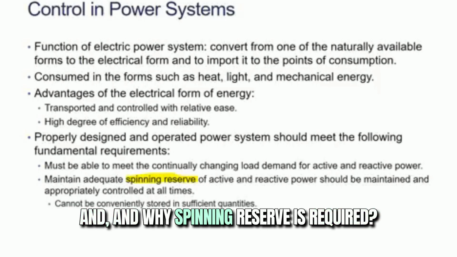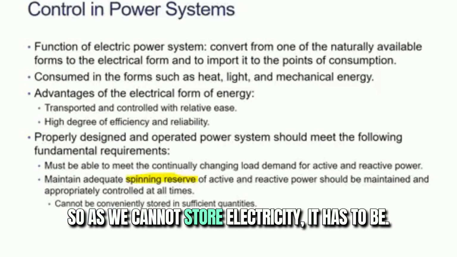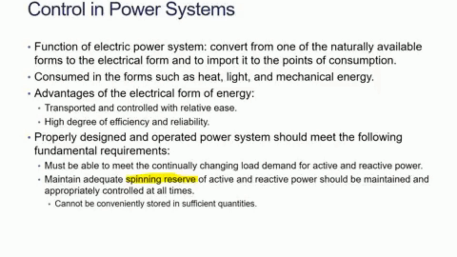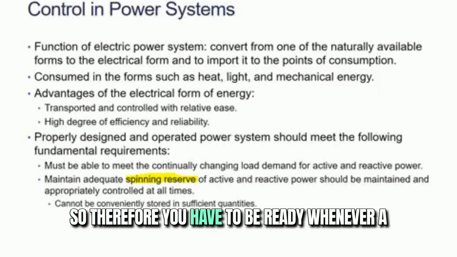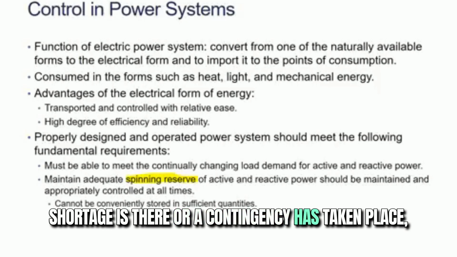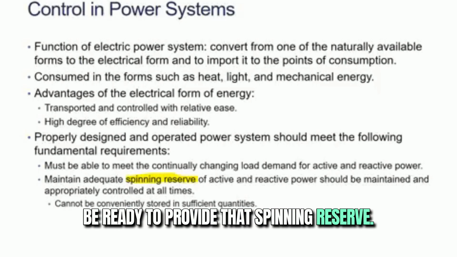And why is spinning reserve required? Because we cannot store electricity, right? So as we cannot store electricity, it has to be generated whenever it is needed. So therefore you have to be ready whenever a shortage is there, or a contingency has taken place, or a fault has taken place. You have to be ready to provide that spinning reserve.